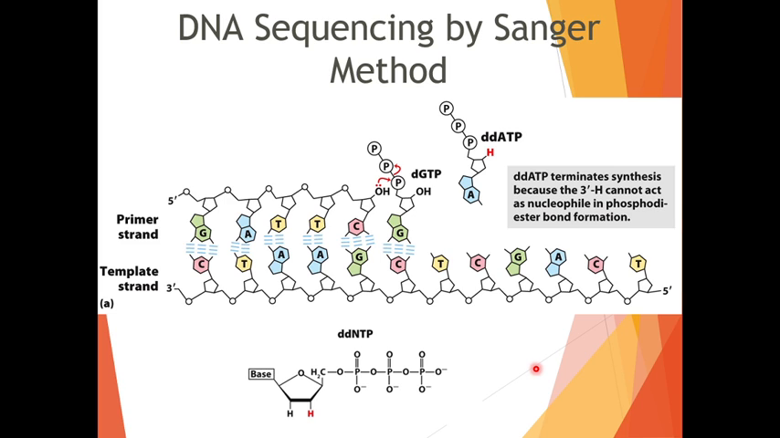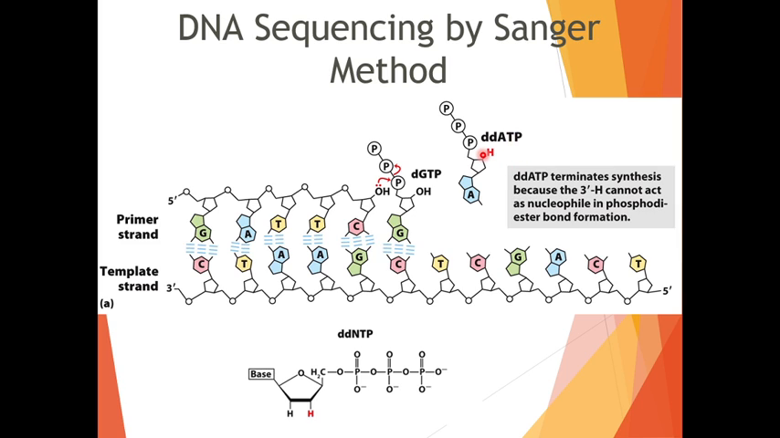was recognized by Sanger, and he utilized this to develop a sequencing method. This ingenious method makes use of a nucleotide called ddNTP, where NTP means nucleotide triphosphate. In this case, it is ddATP.